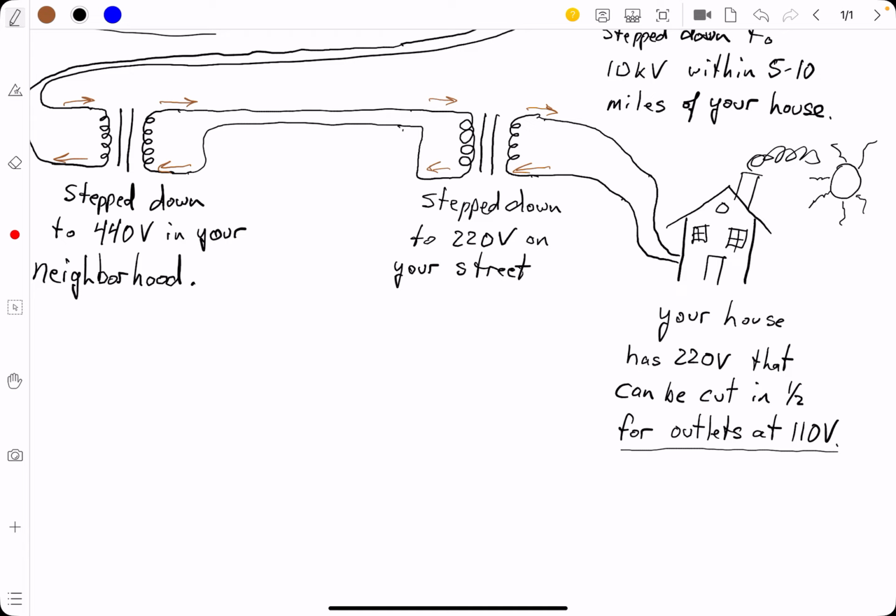You'll have some things in your house that use the full 220, like your clothes dryer. Okay, so that's basically what happens. If you want to plug in your hair dryer or anything, then you've got that 110 volts, which your hair dryer is completely designed to do.